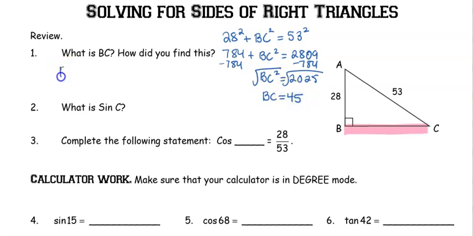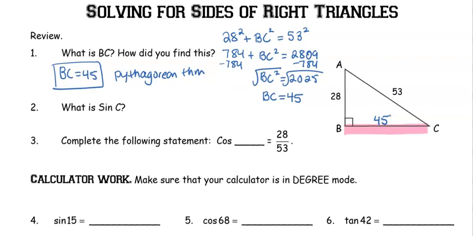So again, we found that BC was equal to 45 by using the Pythagorean theorem. We can always use the Pythagorean theorem when I am given two of the three sides of a right triangle. So we fill in our missing side there.